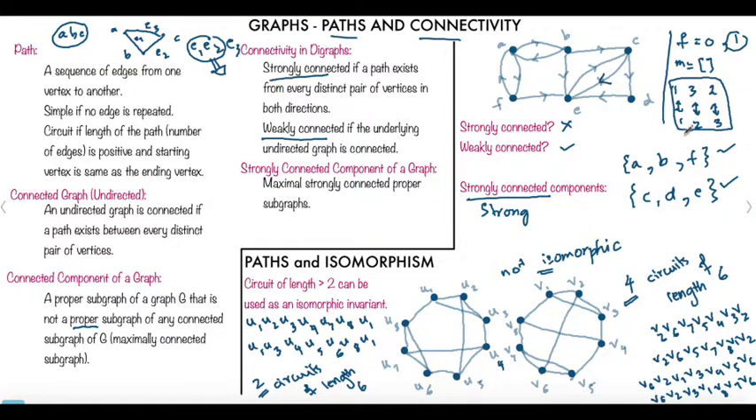So this is a short example of some definitions about paths and connectivity, and some small examples of how to check whether a directed graph is strongly connected or weakly connected, and how to find the strongly connected components, followed by how we can use paths to check whether two graphs are isomorphic or not, followed by a small example of how we can use Matlab software to check whether two graphs are isomorphic. So this is it about graphs, paths and connectivity.